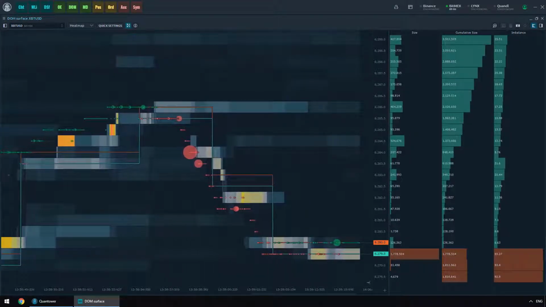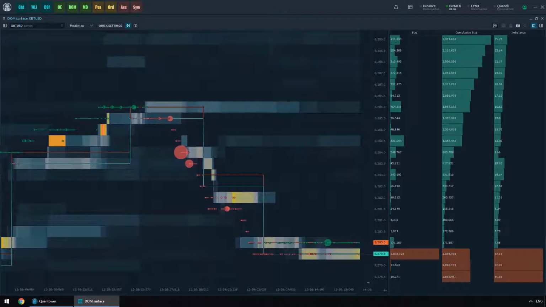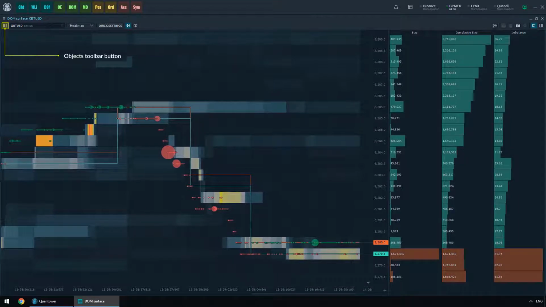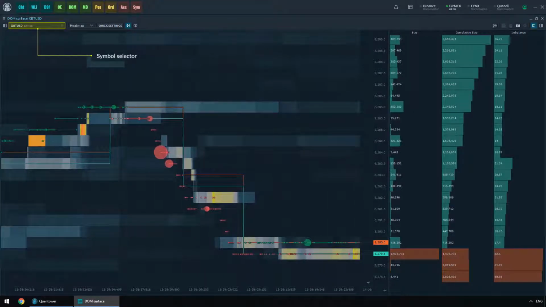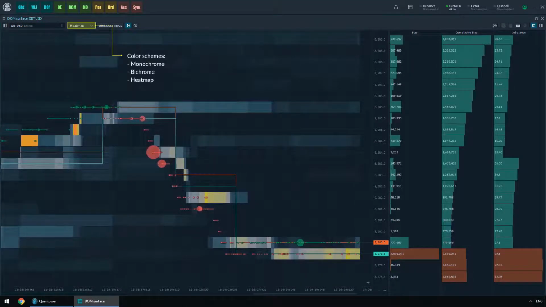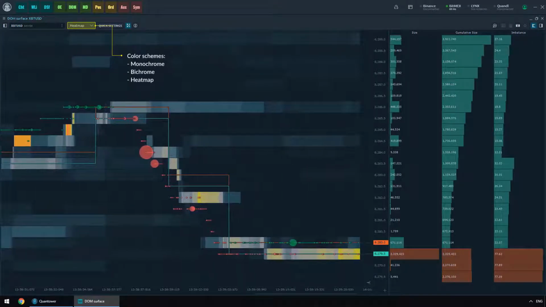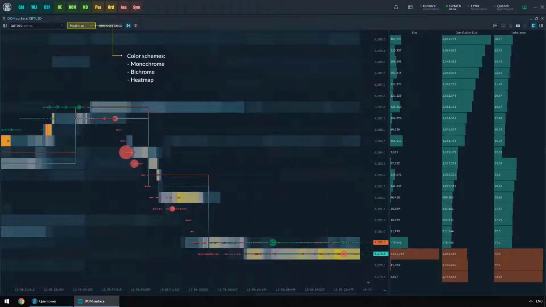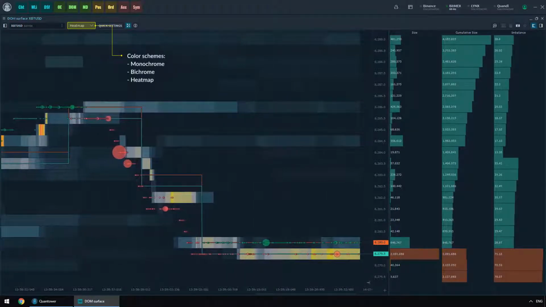Let's move to the toolbar settings. First of all, we can see an object's toolbar button and symbol selector input fields. The next combo box allows you to select the color scheme for the price levels with three possible states: monochrome, bichrome, and a heat map.